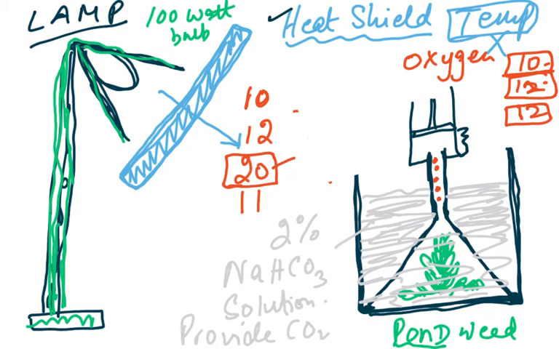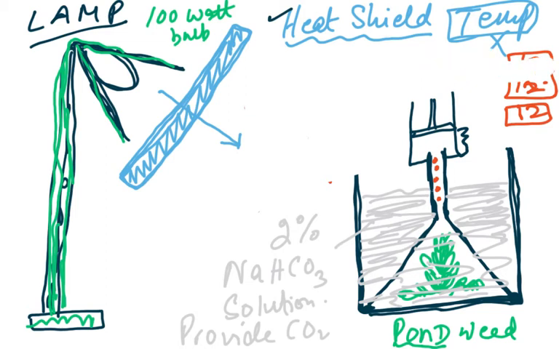Now coming back to this diagram, varying light intensity, as we said, either we move the lamp or we can have a dimmer switch. But now what I want to talk about is how are we going to vary the carbon dioxide concentration? How are we going to vary the carbon dioxide concentration?